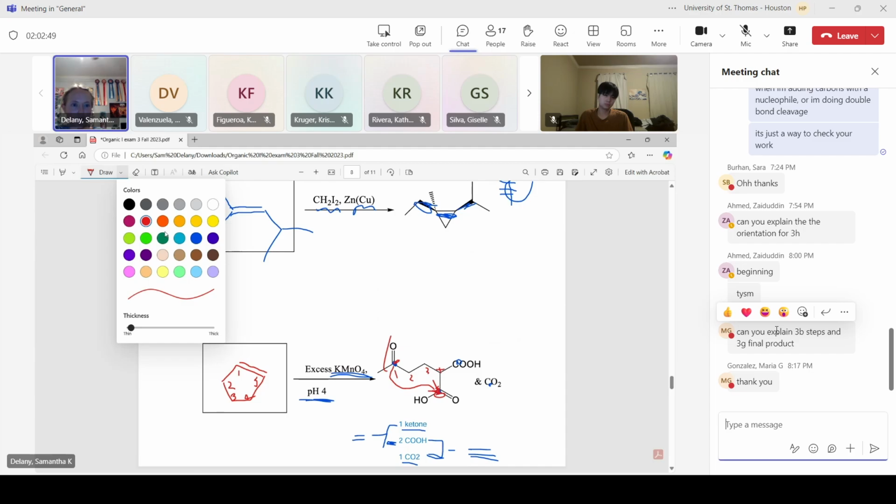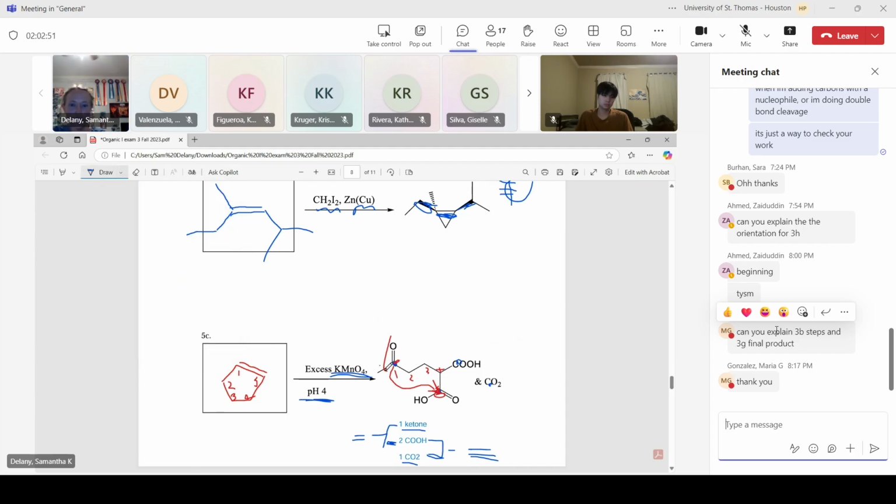Okay, let's draw in the other groups. On 1, we have a methyl group. So let's put that on 1. On 4, we have a carbon that comes out, and that's going to be our other part where we have cleavage. So if we put these together, a COOH and a CO2, we end up with a terminal alkyne. Let's just say we did this another way. So I'm going to erase this work here.